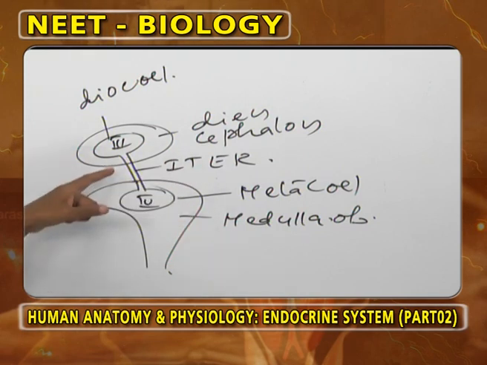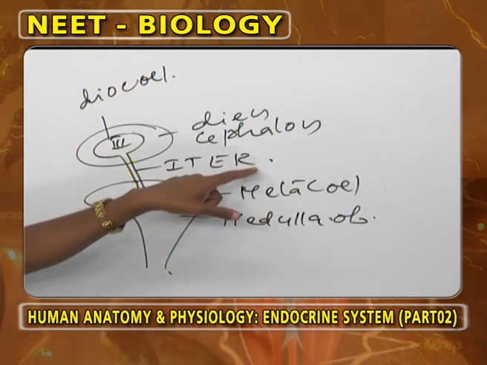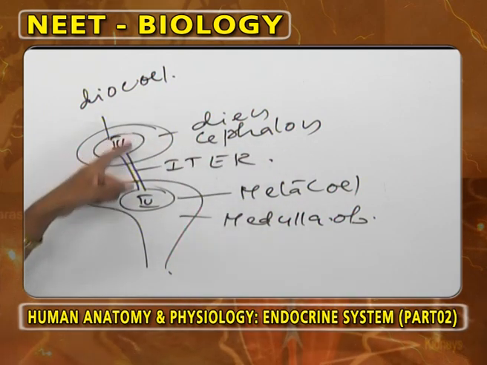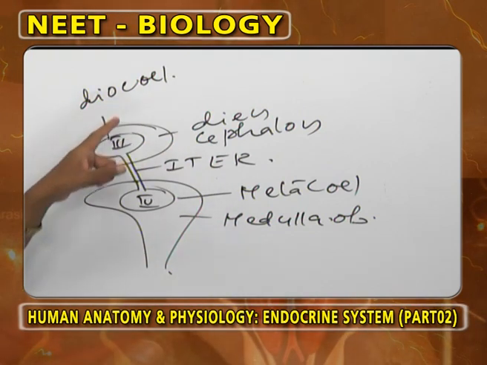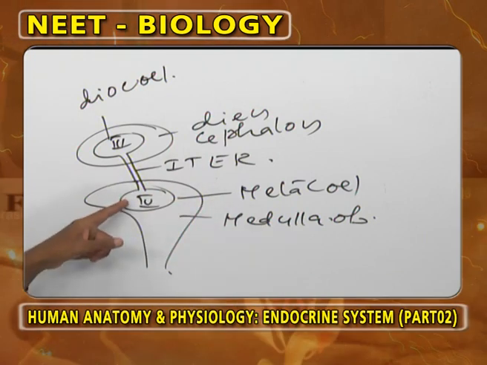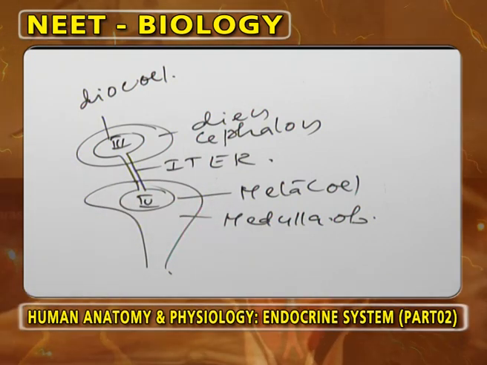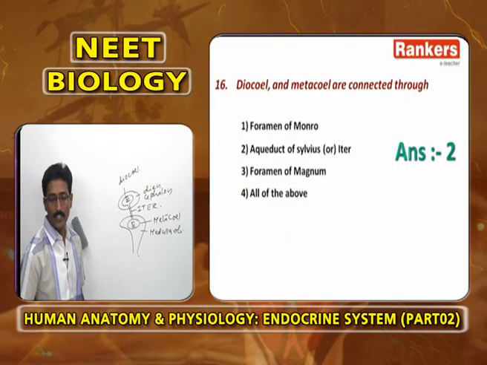What is the canal present in the midbrain? Iter. What is the other name of iter? Aqueduct of Sylvius. What type of cavities are communicated through iter? The diocele, that is the third ventricle, is connected to metacele, that is the fourth ventricle. Now here the answer is aqueduct of Sylvius or iter. Now we go for the next question.